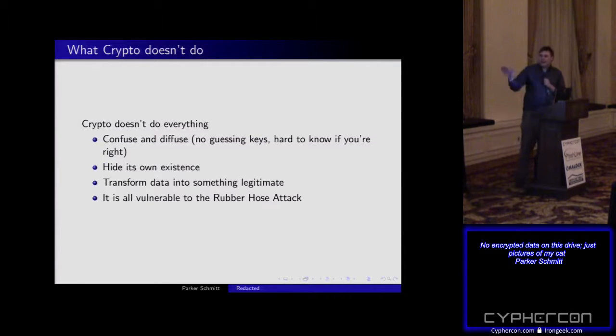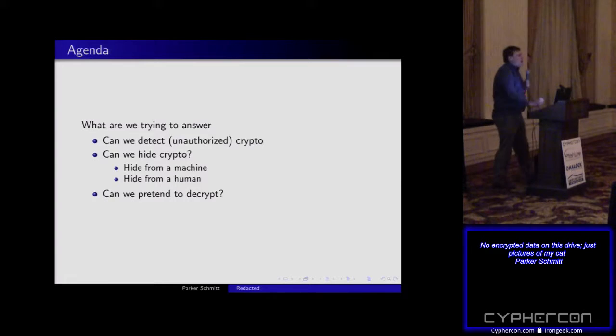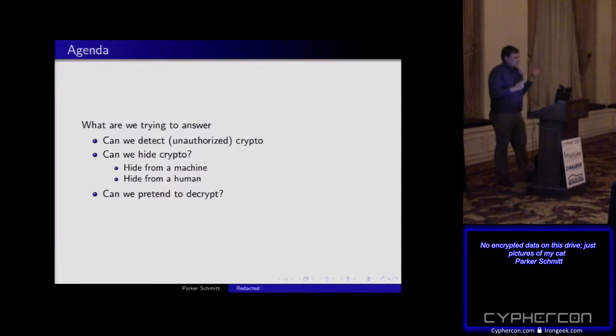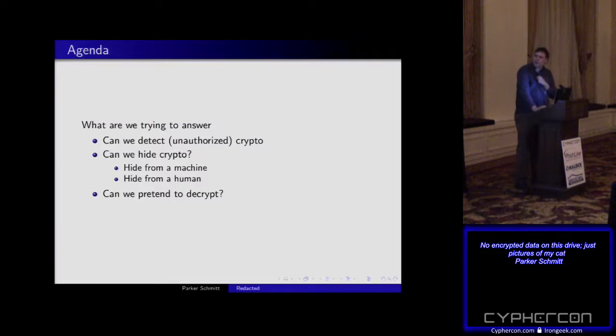So crypto doesn't hide its own existence. It doesn't pretend it's something it's not. It just says, hey, I'm sending data. Bob, I'm sending data to you from Alice. It's definitely me, but I don't want Eve reading it. Not, I'm passing you a note and you're not seeing it, and no one else sees that it even exists. So how do we extend this, and how do we defeat the rubber hose attack? That's our goal today, and we want to hide from a machine and hide from a human, which is actually very different, as we will go into.